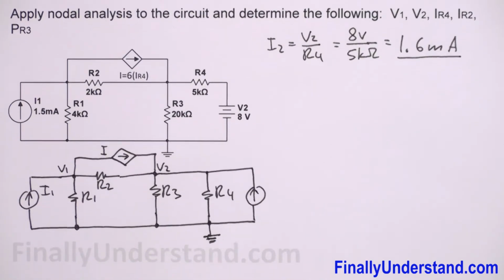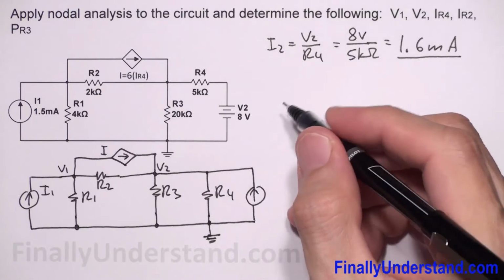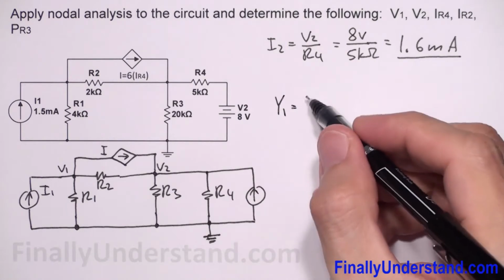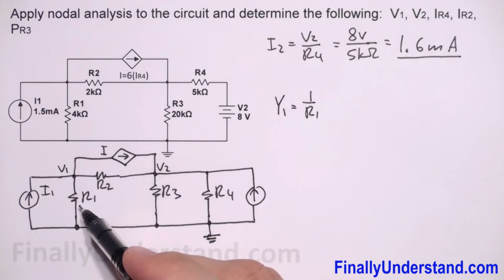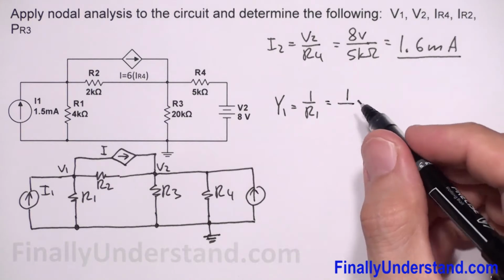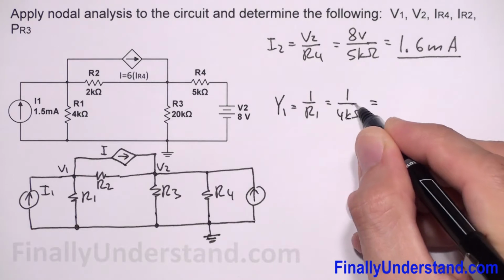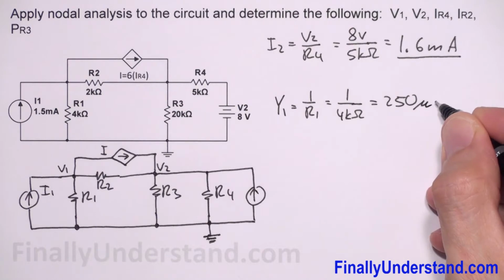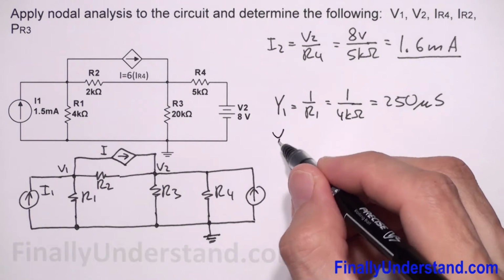So what am I supposed to do next? I'm supposed to find Y1. Y1 is, in my case, 1 over R1. So this is my Y1, 1 over R1. With R1 equal to 4 kiloohms, this is equal to 250 microsiemens.